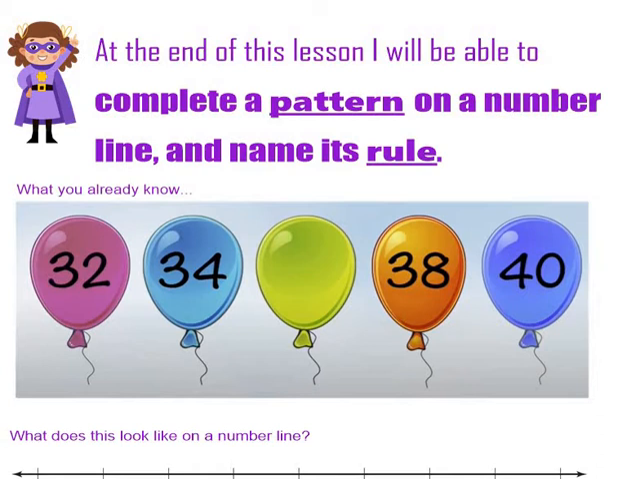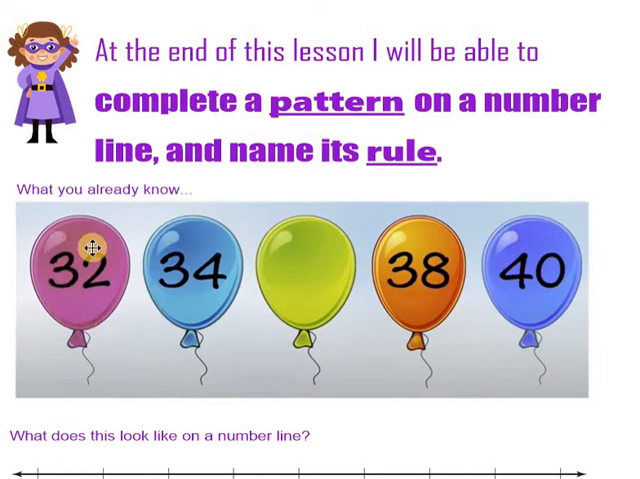At the end of this lesson, you will be able to complete a pattern on a number line and name its rule. Remember, the rule is the way that the numbers are being counted. You already know that you could figure out the pattern here. We see 32, 34, what goes there? 38 and 40. You probably figured out what number goes there.